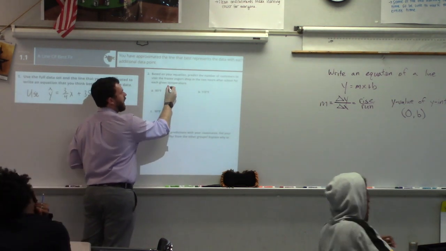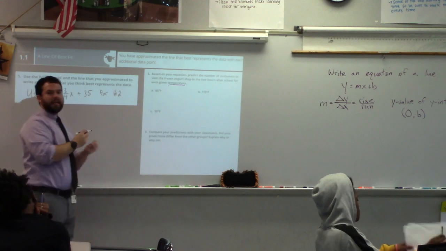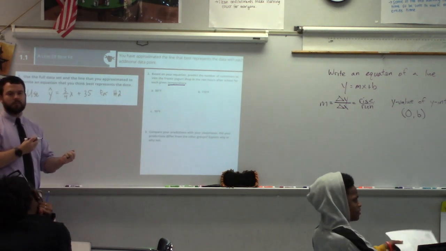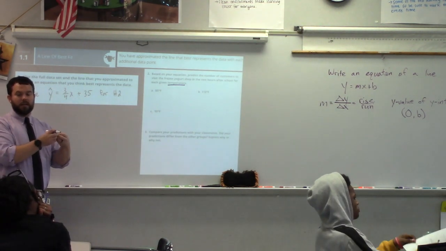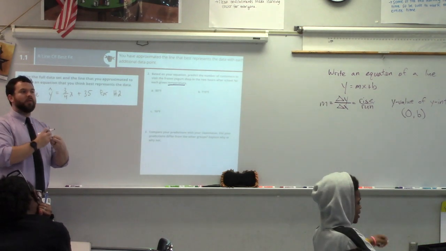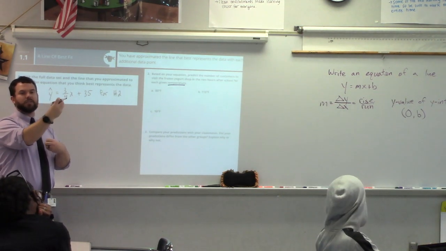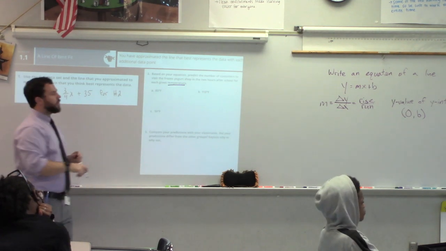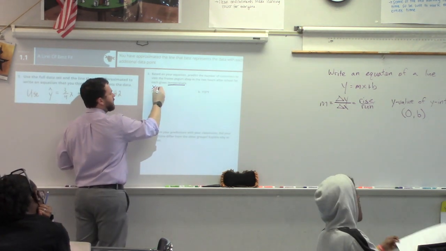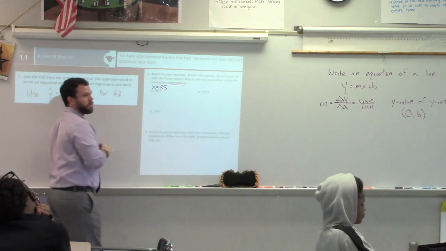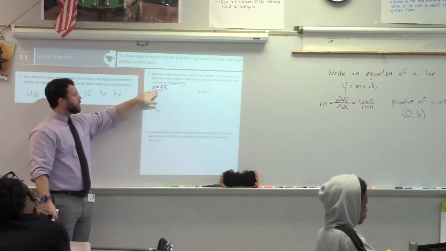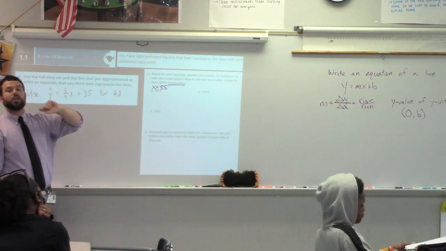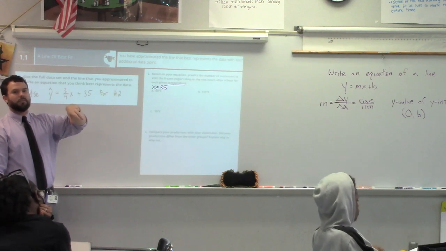So remember how the temperature, was that your independent or dependent variable? Remember the temperature affected the number of customers, right? The number of customers depended on what the temperature was. So that means that the X is 85. And if 85 is equal to X, 85 can be substituted, that's the mathematical term, right?